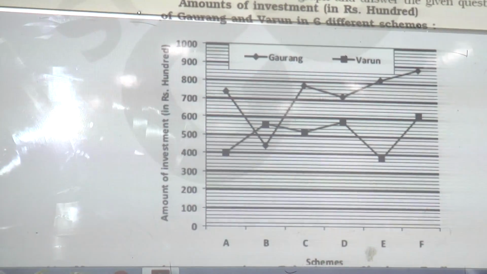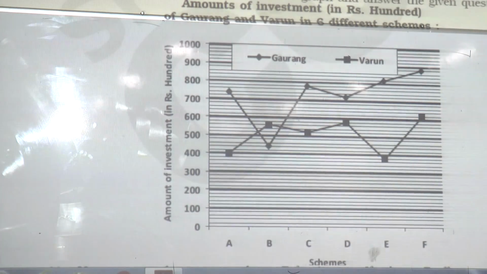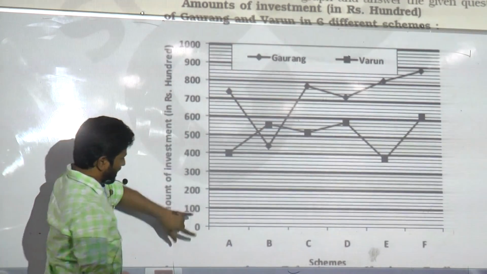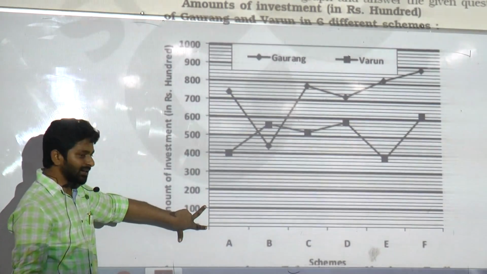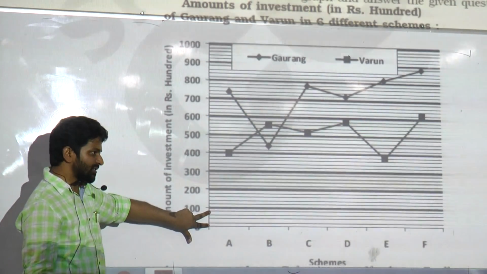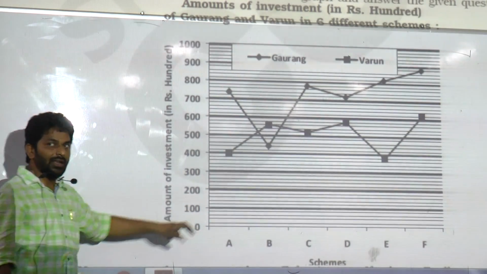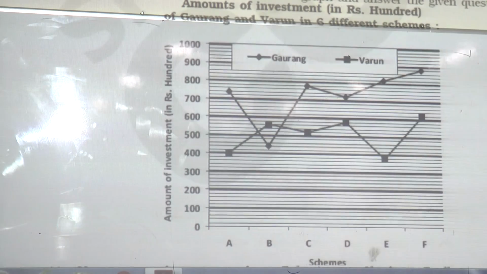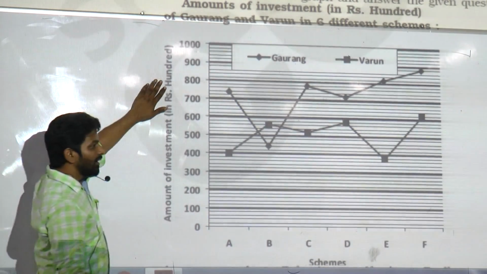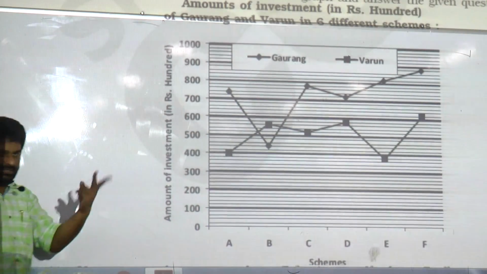41. Amounts of investments of, let's call him Gaurav and Varun, in 6 different schemes. Amount of investments in hundreds, and every part has 100 number. Again you have 5 subdivisions. So each subdivision calculates as 20. 20 hundreds, that is 2,000, because values are given in hundreds. Agreed, this is 20. But 20 what? Hundreds. 20 hundreds in the sense 2,000.